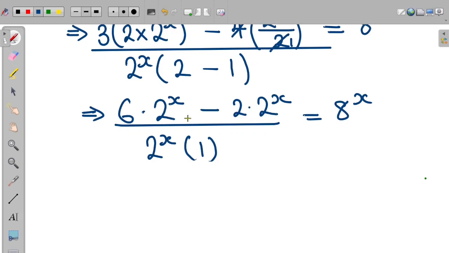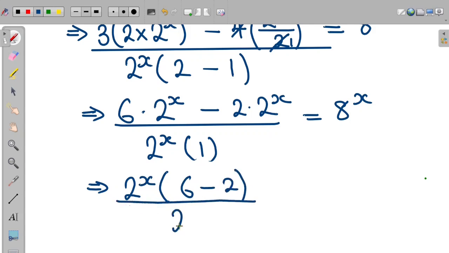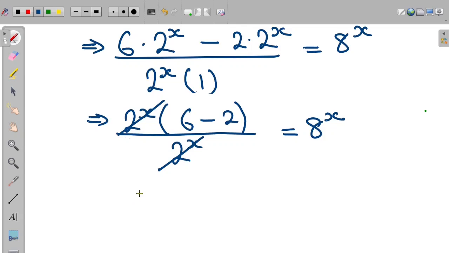Now from the numerator, we can factor out 2 to the power of x. So we have 2 to the power of x, open up a bracket, we have 6 minus 2, divided by 2 to the power of x, equal to 8 to the power of x. At this point, 2 to the power of x can cancel out, and we'll be left with 6 minus 2, which is equal to 4. And at this point, we have 8 to the power of x.